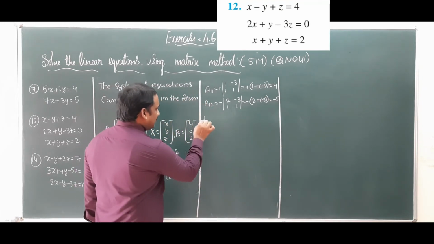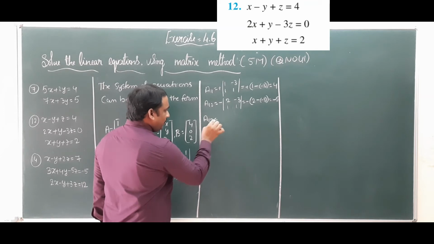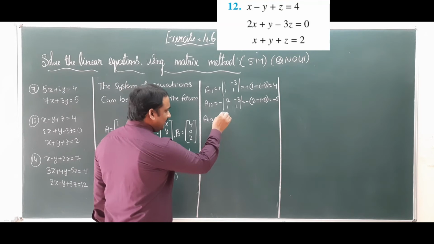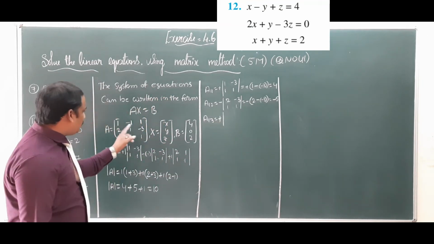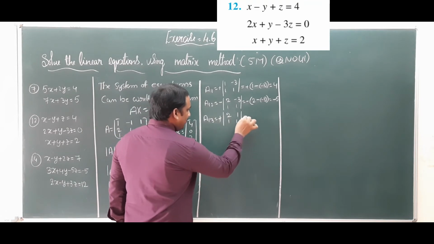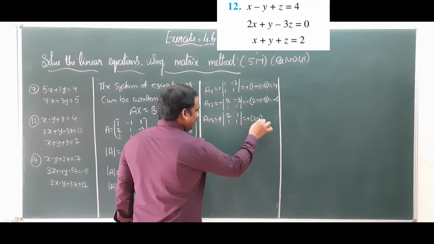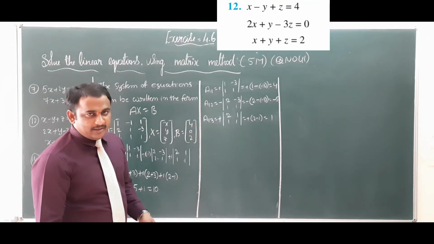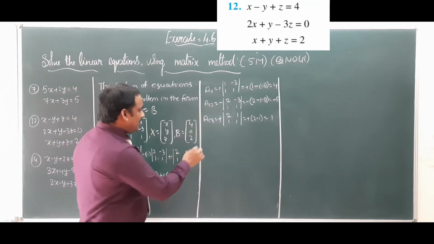Next A13: 1 plus 3 is 4, an even number, so plus. Next first row third column: 2 1 1 1, here plus (2 minus 1), you got 1. Like this you have to simplify the remaining 6 elements. What are the remaining 6 here?